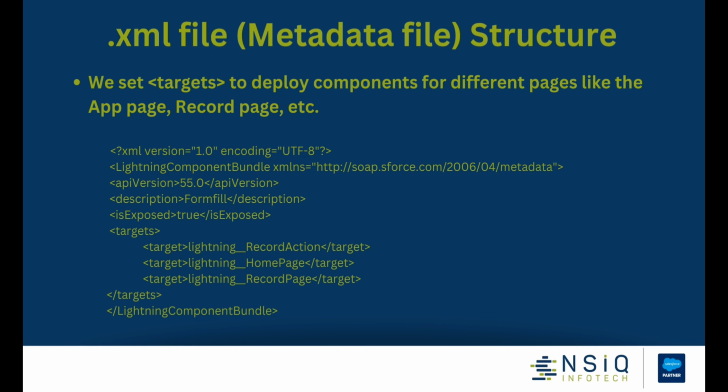Another file is the .xml file, which is the metadata file. We get targets to deploy components for different pages like the app page, record page, home page, etc. So this is the basic structure of the .xml file. Over here we have to set it true, and in targets we have to give where the component should be set, like whether it is Lightning home page, Lightning record page, Lightning app page, etc.